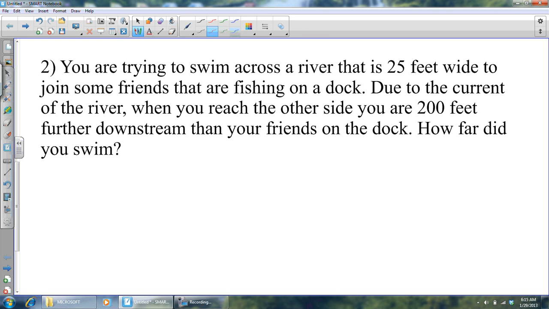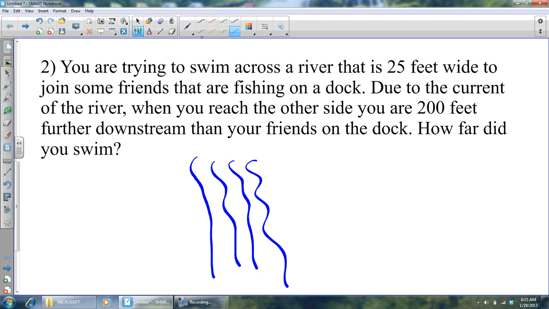Well, I'm going to draw my river. Here's my river. And I need a dock. So here's the dock, and here's my friends. I think they're fishing, right? Okay, that's unnecessary. Okay, now you're right here. You're getting ready to swim. Okay, and you're going to swim right across the river.